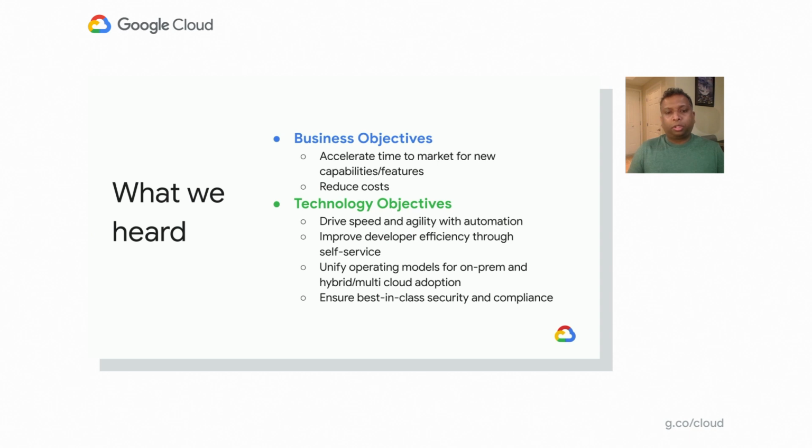How that translates into technology objectives is they're trying to drive speed and agility using automation. They are trying to improve developer efficiency through self-service. They want to have unified operating models across on-prem and hybrid or multi-clouds because most organizations have started adopting public clouds. And security is also top of mind for most folks. So they want to ensure whatever solution they choose has the best-in-class security and compliance.